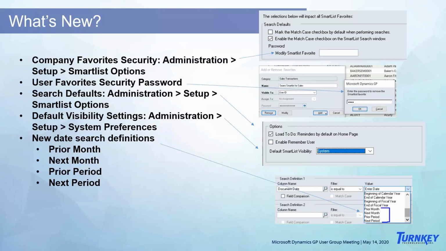So now we've got the prior month, next month, prior period, next period, which means that you can get a larger window of information showing up in your SmartList favorites versus it being a date definition that you have to put in there to get previous month and so on. So just a little bit more of a dynamic date capability there that you could bolt onto it.